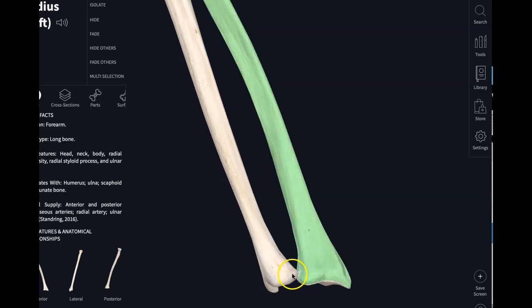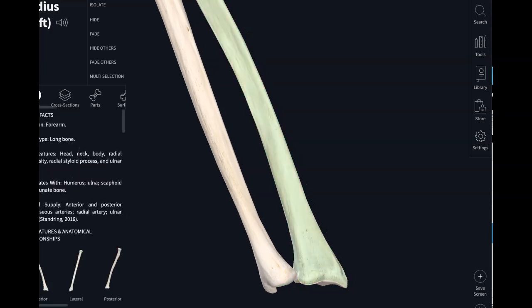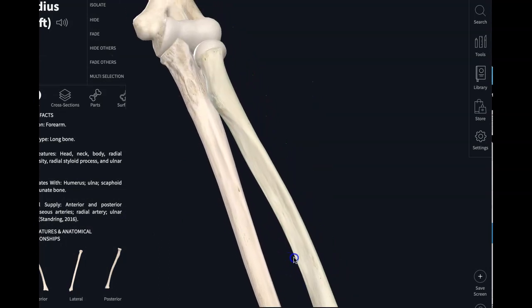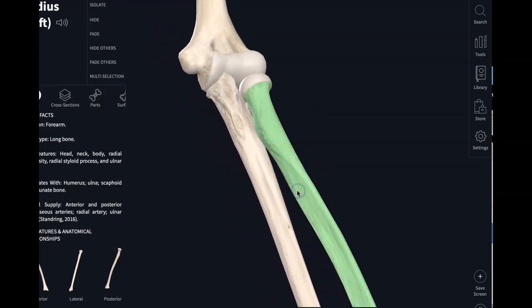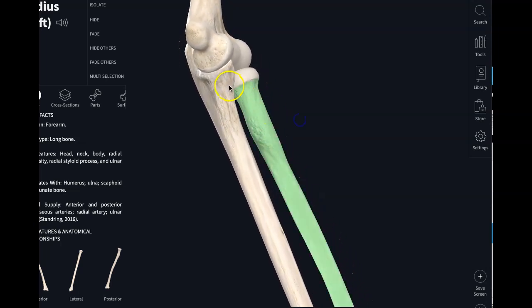So head of the ulna down here is going to be articulating with the radius at the ulnar notch down here. So let's see, let's just go back up here. See if we got everything. So here, just go through this again.